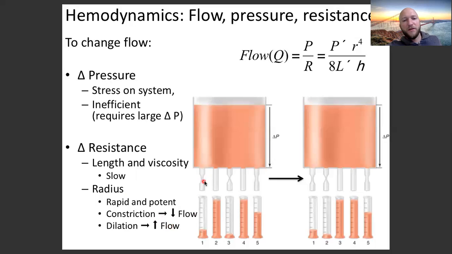You can see here, with the constriction, less fluid goes through. No constriction, more fluid goes through. Same thing over here. The more constriction, less fluid goes through. The wider the radius, the more fluid goes through.